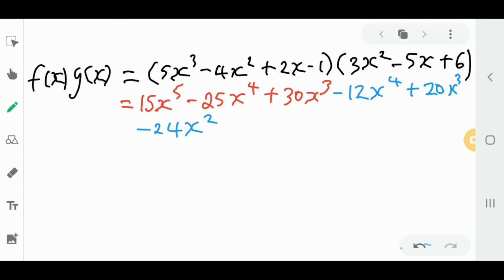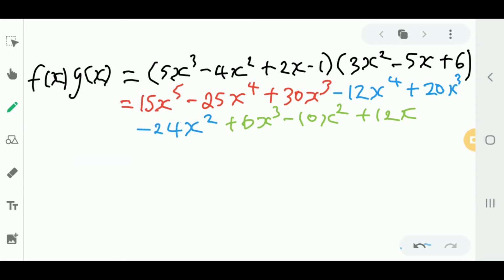Then we have to go and say 2x times this, and times this. So that's 2x times 3x squared. That gives us positive 6x cubed. 2x times minus 5x, that gives us negative 10x squared. 2x times 6, that gives us positive 12x.